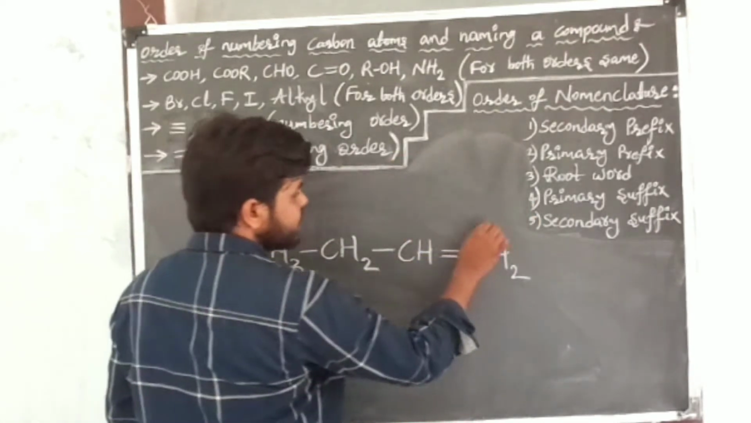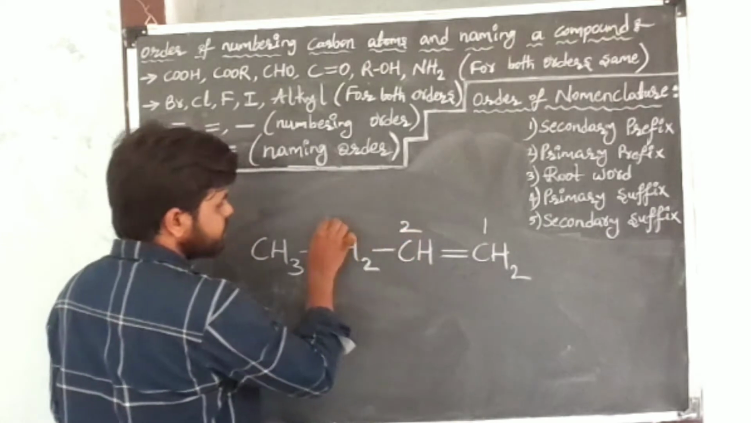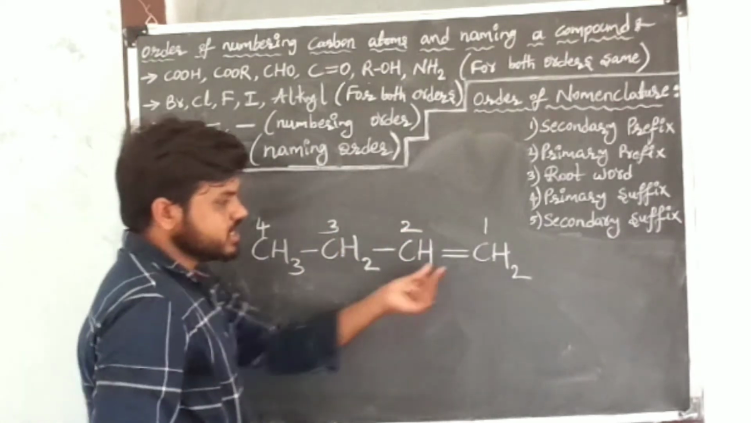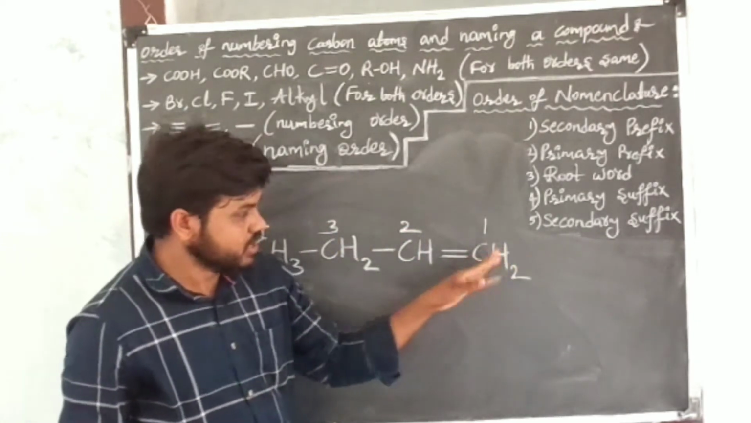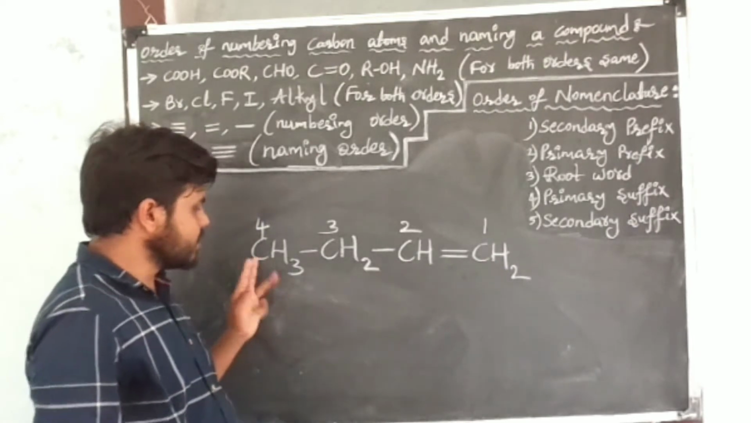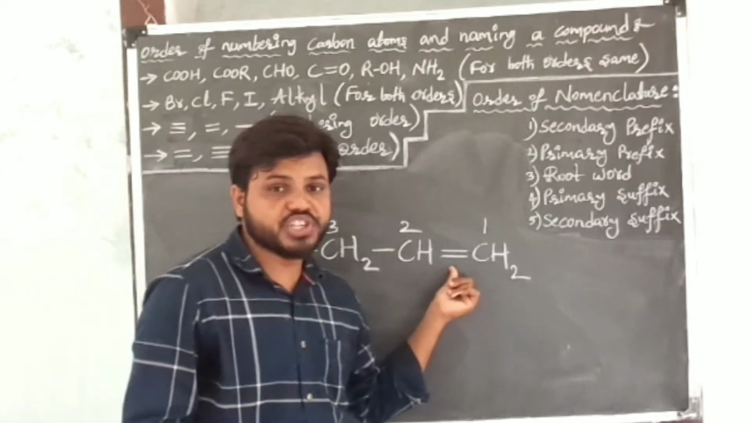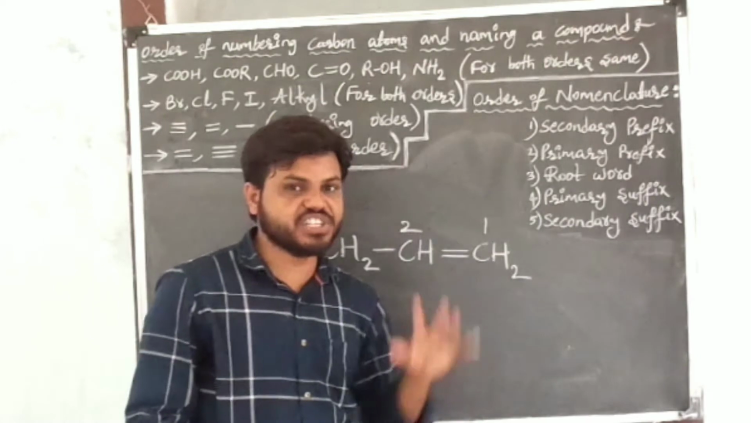I am starting from the right side. First carbon, second carbon, third carbon, fourth carbon. See, this double bond is getting the first position. The position of the double bond is 1, which is the least number.